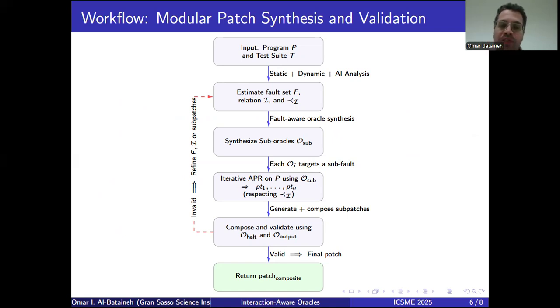In case we miss some fault or the inference of the relation I was not complete or sound, we have a feedback loop, and we refine the process until we infer the correct interaction relation I, and we generate a complete composite patch that fixes all faults correctly.